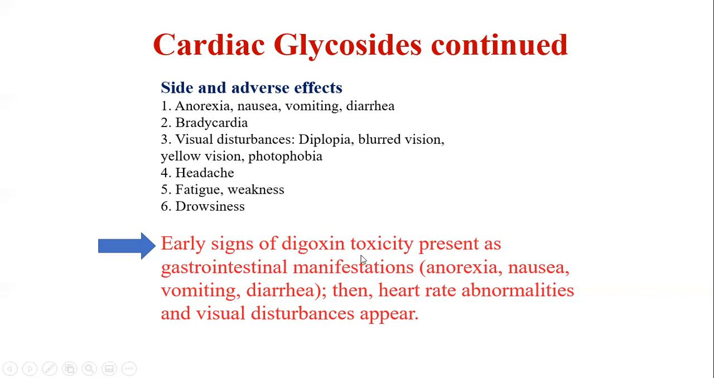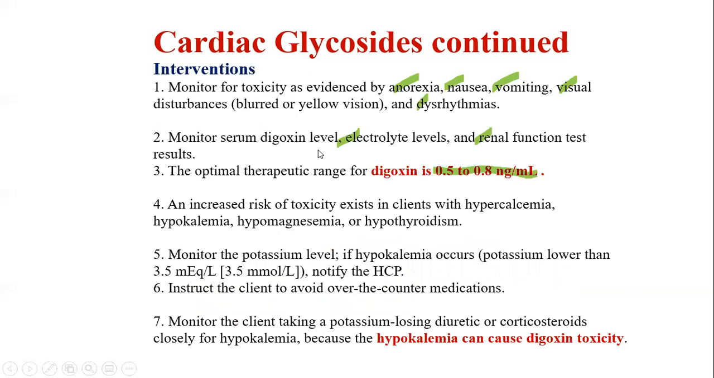An early sign of digoxin toxicity presents as gastrointestinal upset, like anorexia, nausea, vomiting, and diarrhea. Then heart rate abnormalities like bradycardia and visual disturbances like diplopia appear.